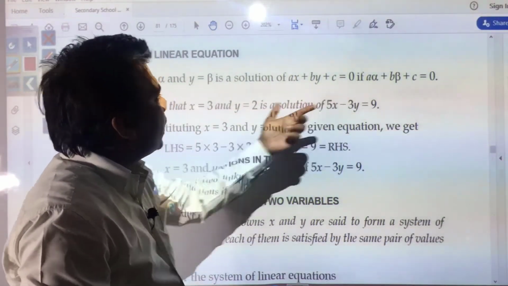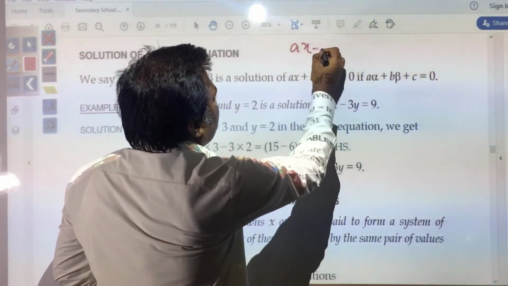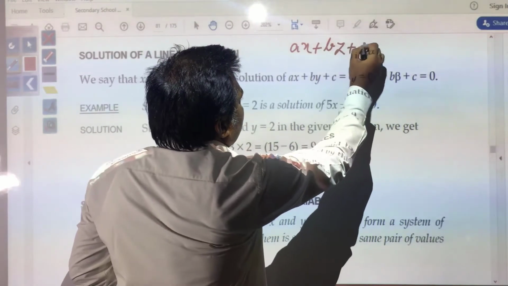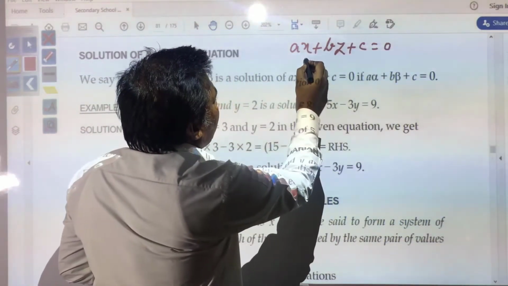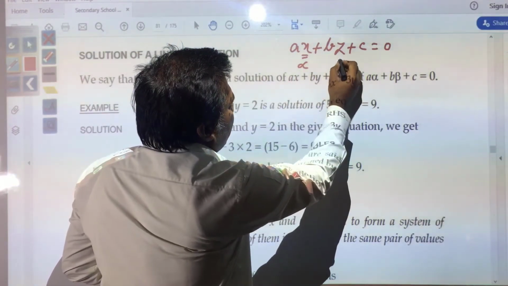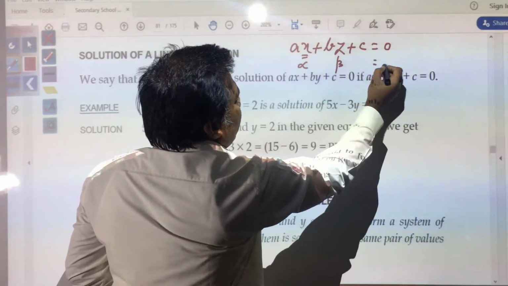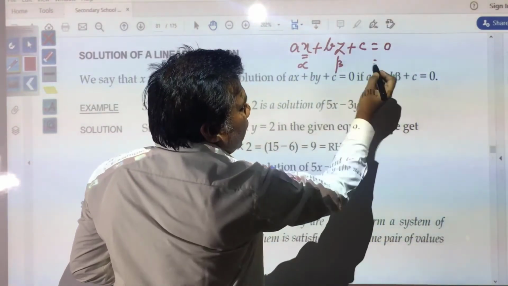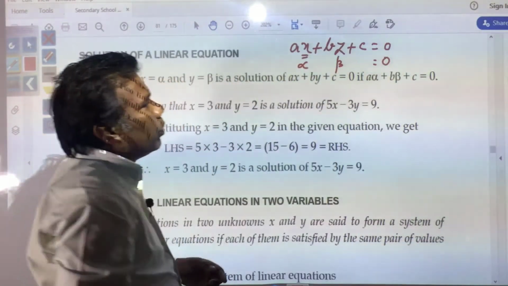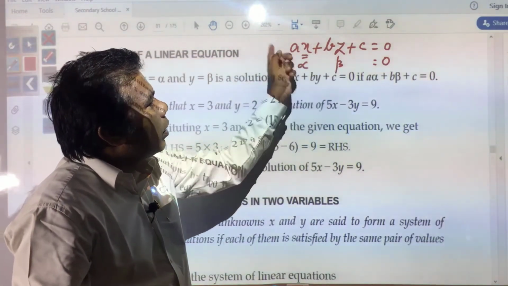Suppose you have any equation of this form, ax plus by plus c is equal to 0, and you put the value of x as alpha and the value of y as beta, and after simplifying the equation you get 0 on the RHS. Then alpha and beta will be called the solution of this equation.